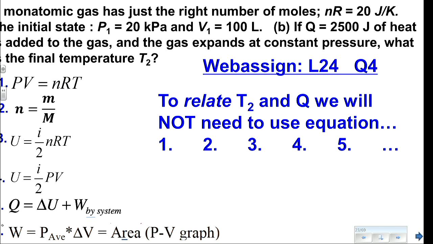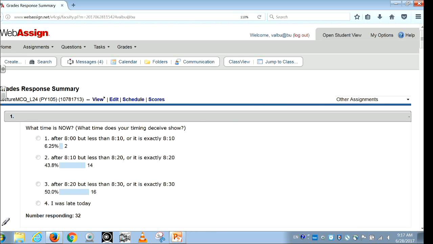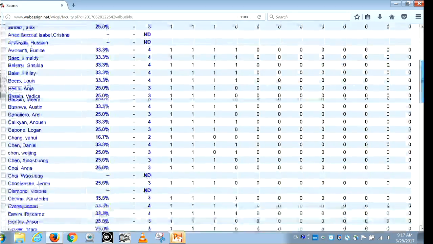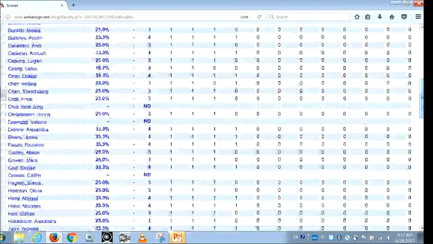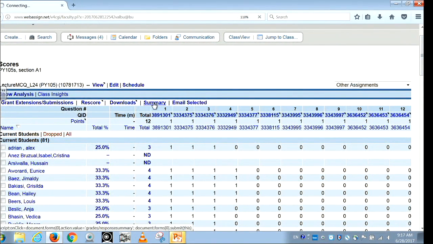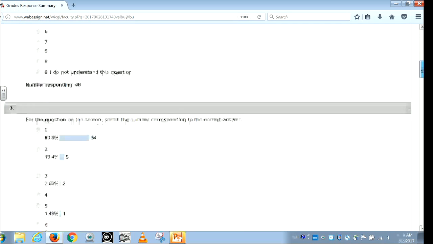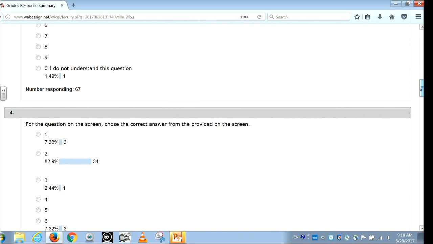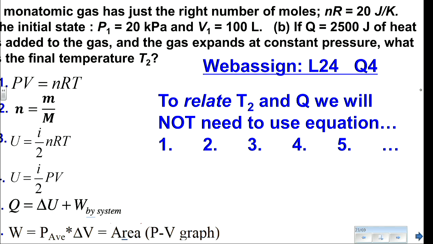So, survey says, it's time to see the numbers. Question 4. I need summary. I would do exactly the same. The equation number 2 has nothing really used for us.